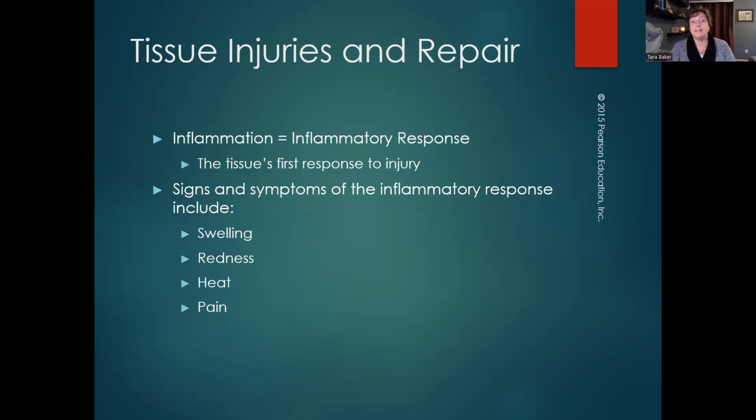So inflammation is a good thing. It is the way that your body responds when you have body damage. It is going to be the very first response to any kind of injury that you have. Inflammation is going to include swelling, redness, heat, and pain. We're going to talk about why those things occur during inflammation, and it's all a good sign of repair.